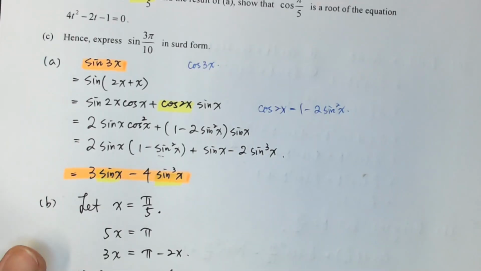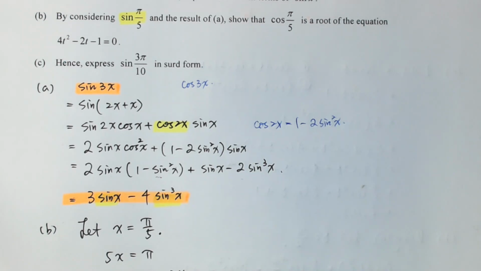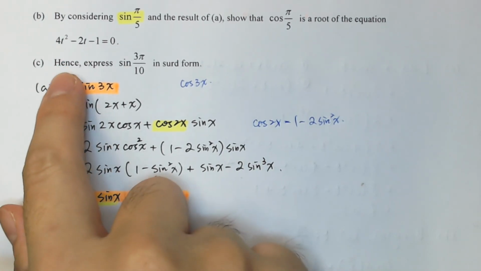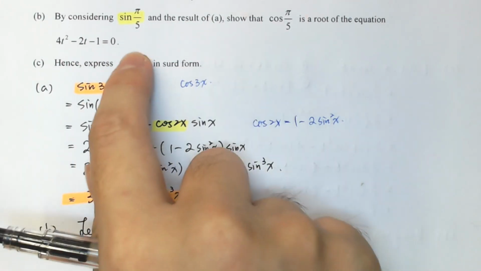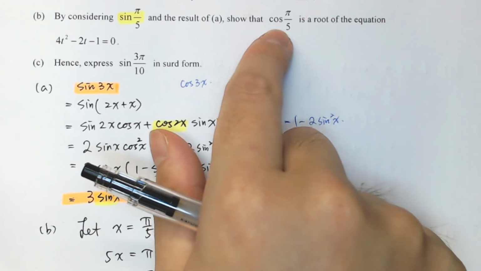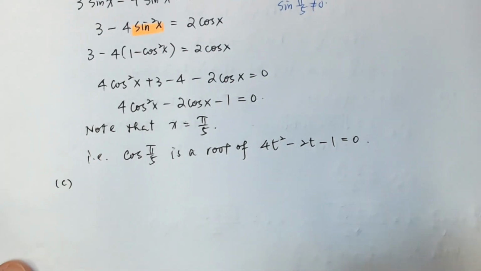Okay. Now, for part C. Part C, you need to express sine 3 pi over 10 in short form. And the word hence reminds you to make use of the result of part B. That means maybe you need to find out the value of cosine pi over 5 first. Okay, so let's find it out.